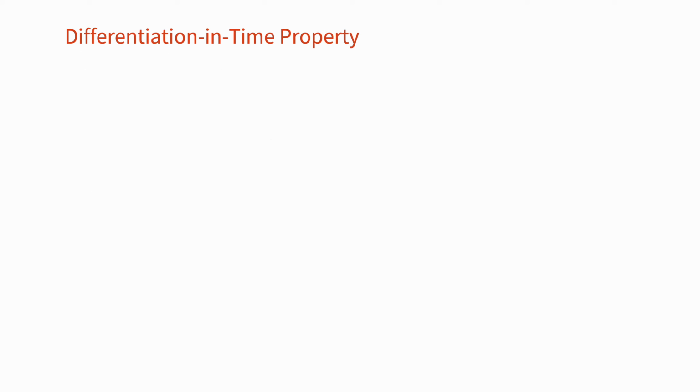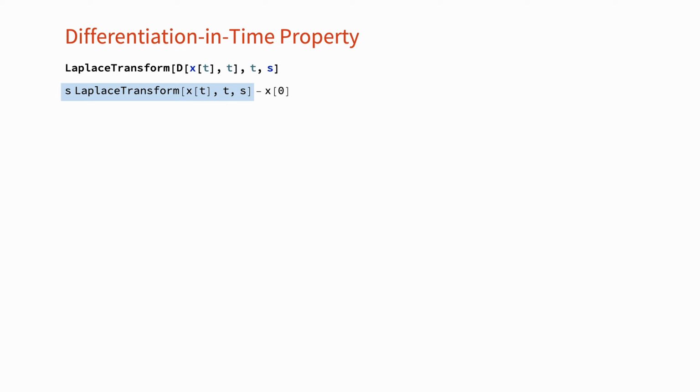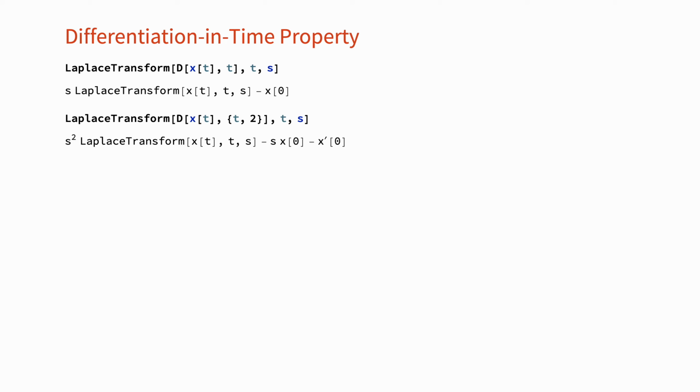A difference between the unilateral and bilateral Laplace transform is in their differentiation property. Let's look at the unilateral Laplace transform of the derivative of a signal x of t. What we have is s times the Laplace transform of x of t minus the initial value of x at time 0. And if we take the unilateral Laplace transform of the second derivative, we get the expression shown here.